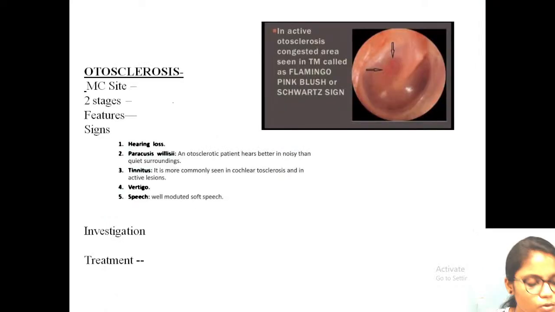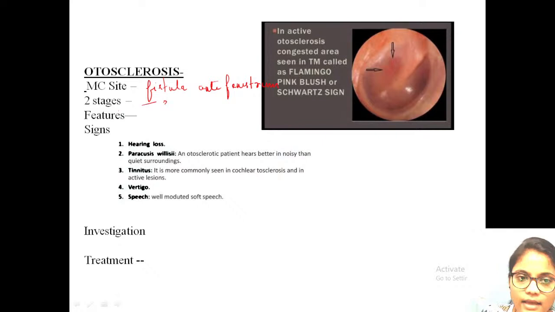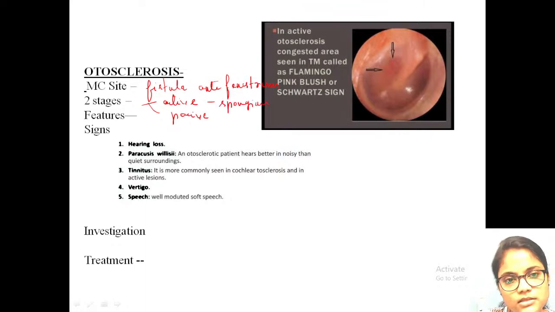The most common site in otosclerosis, a very important question, is the fissula ante fenestram. There are 2 stages: one is the active stage, along with the passive stage. In the active stage, it is spongiotic in nature. Yes, right answer, Snehashish. In the passive stage, it is sclerotic in nature. There are many features.